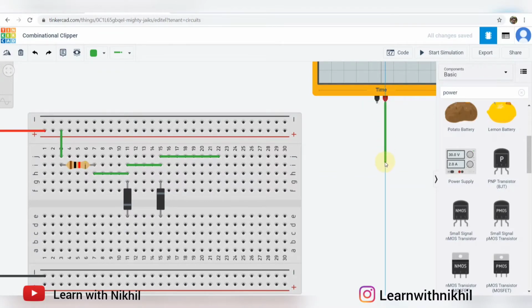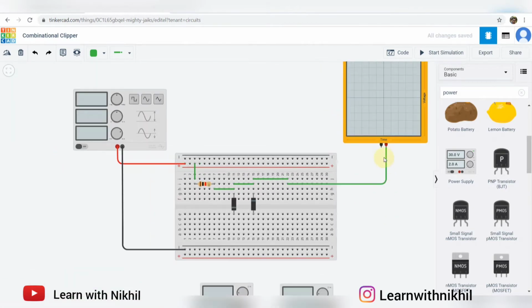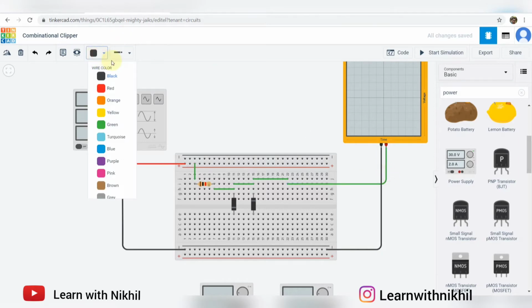Positive terminal, attach it here and take the output. You can attach this terminal directly over here also, and the negative terminal of this to the common ground which we have already taken. This color black, this one red.